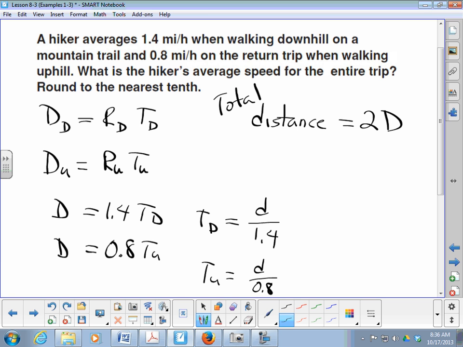My total time is the time downhill plus the time uphill. So if my total distance is 2D, my total time is the sum of these two things, because this is the time downhill and this is the time uphill. I told you this is a little tricky. So to find the average speed, I have to take my total distance and divide by my total time.